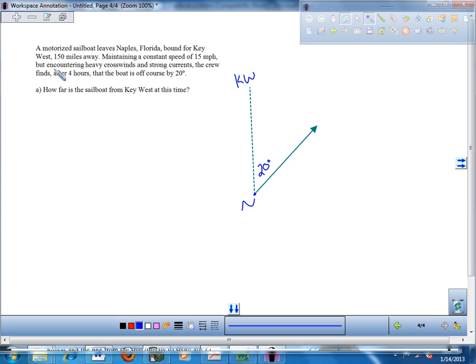Maintaining a constant speed of 15 miles an hour, when covering heavy crosswinds, the crew finds after 4 hours that the boat is off course by 20 degrees. So if he goes for 4 hours at 15 miles an hour, how far does he go? 60 miles, right? And Key West is 150 miles away. So if he went on course, he would go that way. And what they want to know is how far is it from here to here, right?